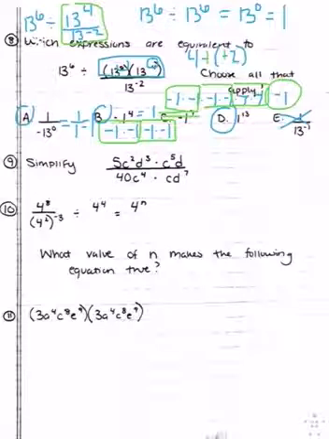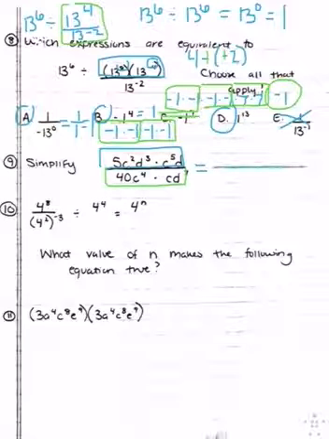Number 9, 5c squared d to the 3rd times c to the 5th d divided by 40c to the 4th times cd to the 7th. First, I'm going to simplify the top, and then I'm going to simplify the bottom. So, starting with the top, c squared and c to the 5th, we're multiplying, so I add my exponents, c to the 7th. D to the 3rd and d gives me d to the 4th, and then my coefficient of 5. On the bottom, I'm multiplying, so I'm going to add my exponents and get c to the 5th, because 4 plus 1 is 5. And then I have d to the 7th and my coefficient of 40, because those didn't change.